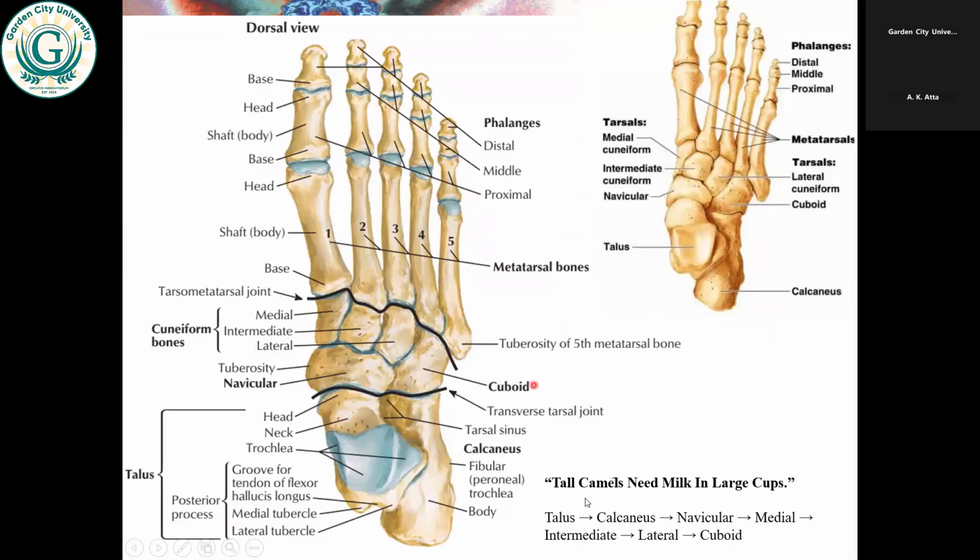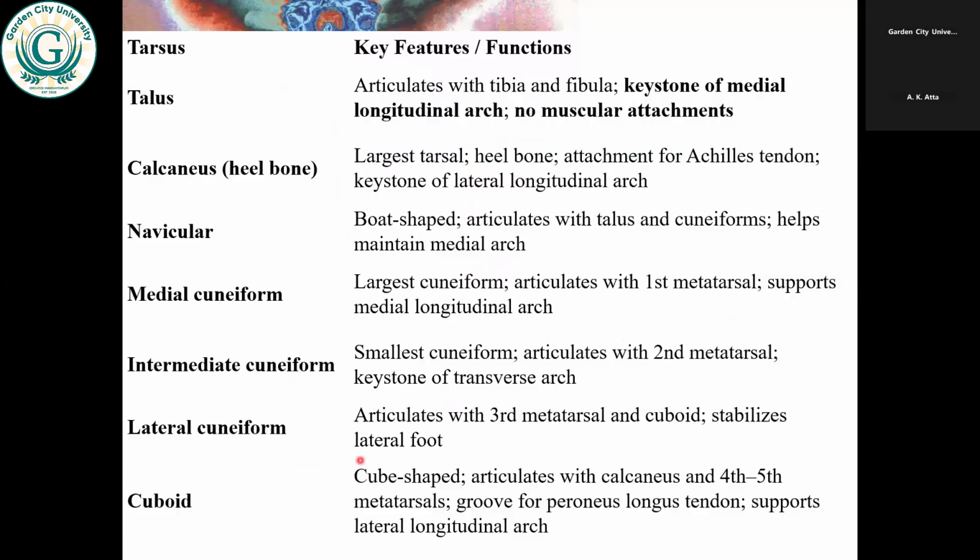Now, this is a mnemonic to help recall the bones of the tarsus. Tall camel need milk in large cups. So, talus, calcaneus, navicular, medial, intermediate, and lateral cuneiform, then the cuboid bones. If there's anything I want you to remember, I want you to remember that calcaneus, the heel bone, and also the talus, if you're looking at the ankle joint.